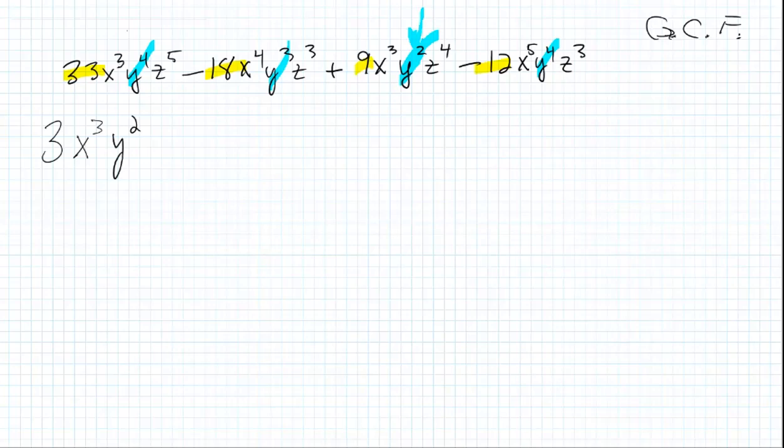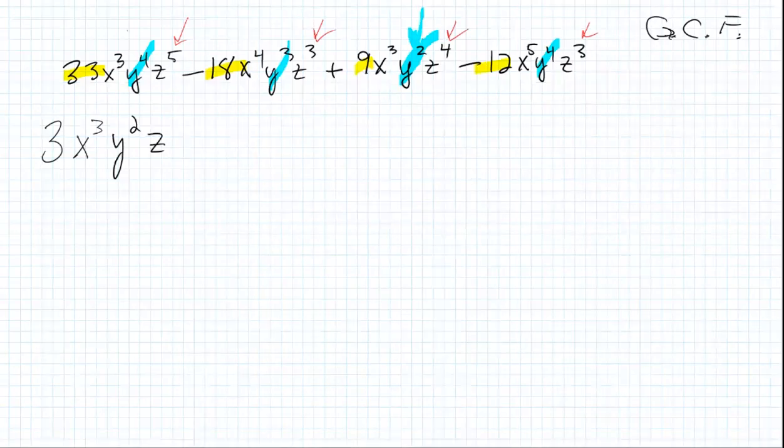Then you do the same thing for the z's. There's one here, there's one here, there's one here. So there's a z factor in each of the 4 terms. That means I can pull out a z. And the next question is, what power do you want to pull out? You should be asking yourself, what is the lowest power of any of those z's? You see z to the fifth, z cubed, z to the fourth, z cubed. So the lowest one is 3. That's what you'll pull out. Okay, so now that is the GCF.